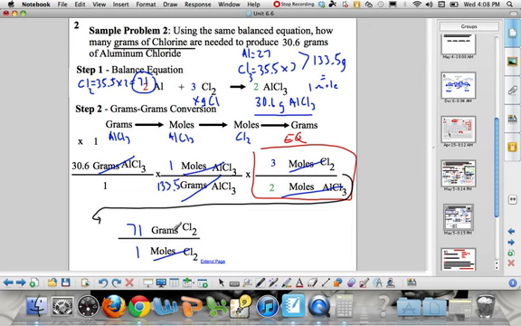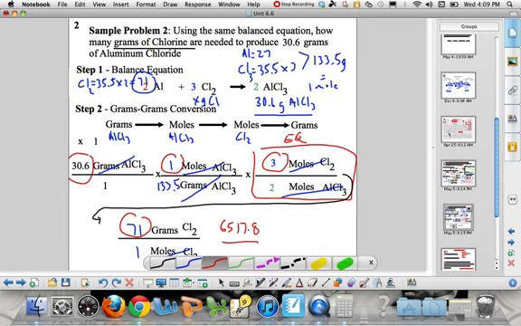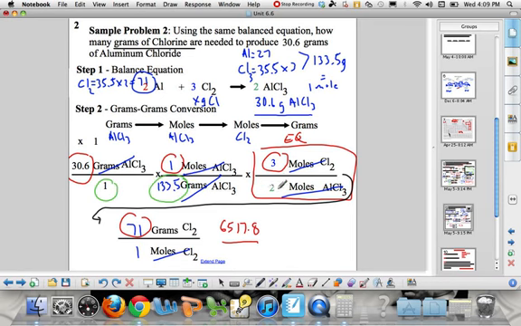There we go. Now we've got everything set back up, and I'm in the grams of chlorine. That's where I want to be at the end. Let's do our math and finish this up. I got 30.6 up on top, I got 1 up on top, I got 3 up on top, and I got 71. When I multiply all those together, up on top I have 6517.8. Down on the bottom, I've got 1, I've got 133.5, I've got 2, and I've got 1. And when I multiply that together, down the bottom I'm going to have 267.